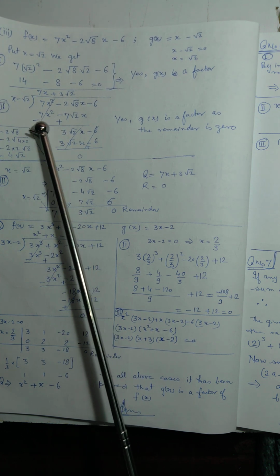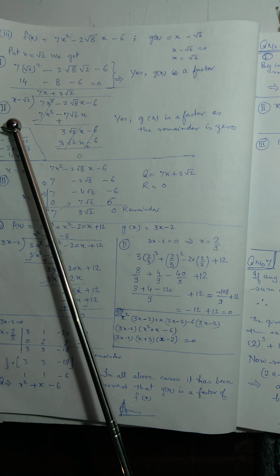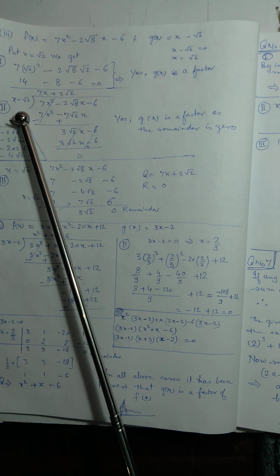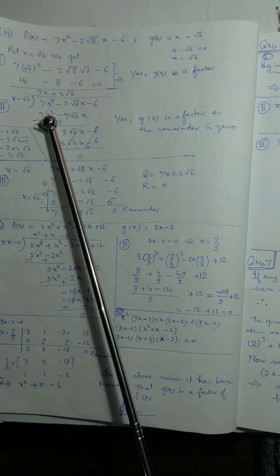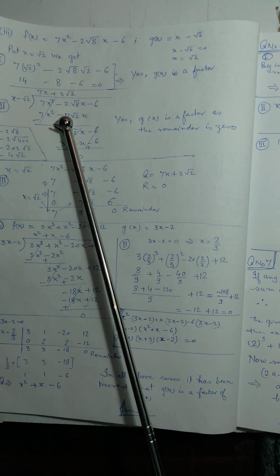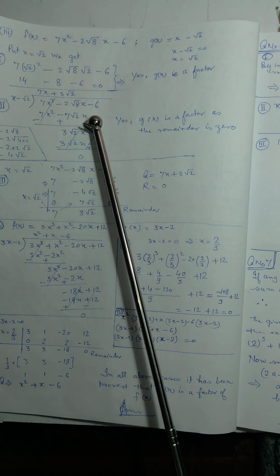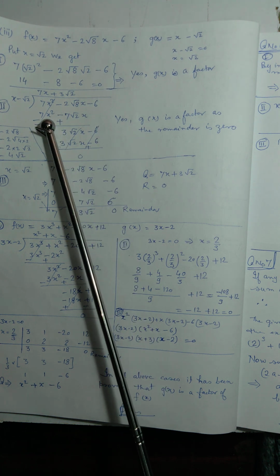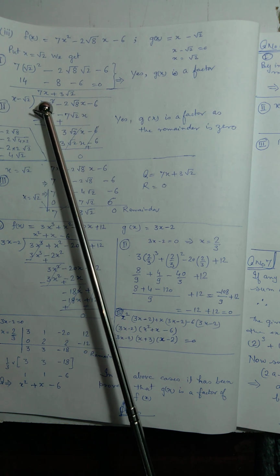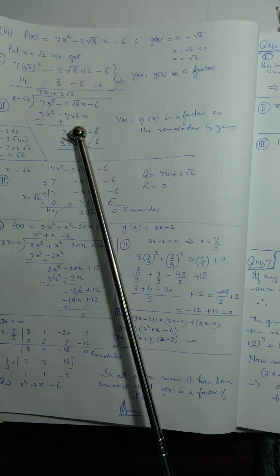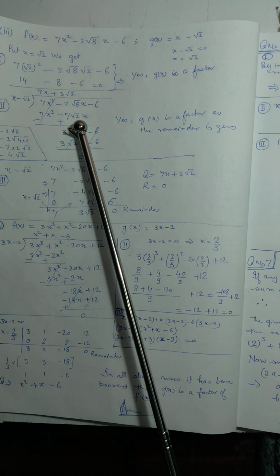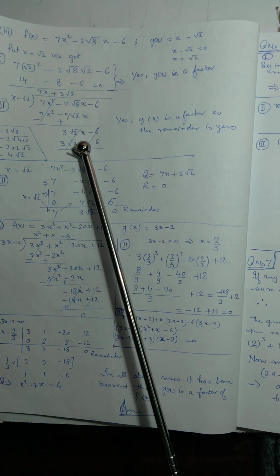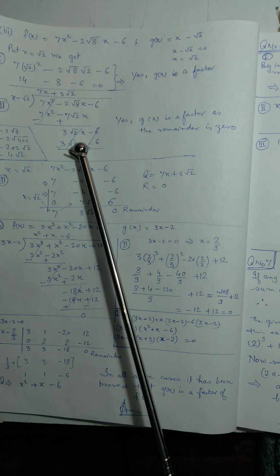Now by simple division method, this is the second method I am going to tell you. Just simply divide it. The dividend is 7x square minus 2 root 8 x minus 6. You see, take 7x as a quotient. So multiply it, you will get 7x square minus 7 root 2 x. And now change the sign and subtract it accordingly. You will get 3 root 2 x, 3 root 2 x minus 6.